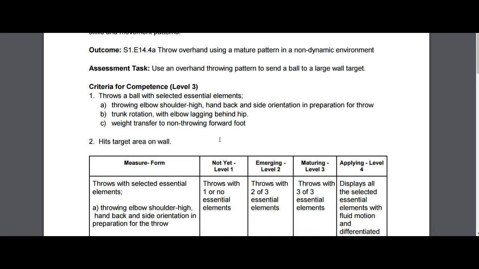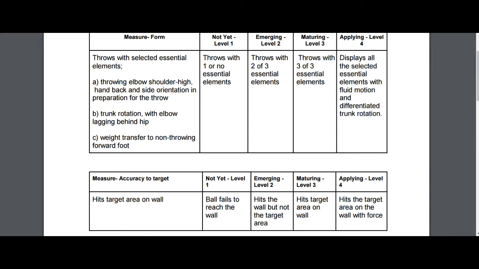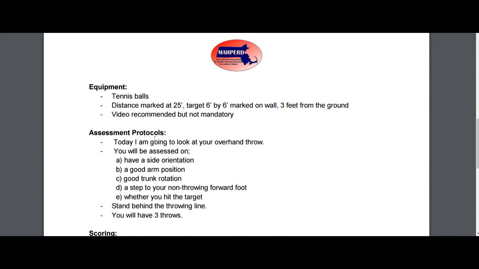So I will demonstrate what a 4th grade teacher would need to consider. As I look at the protocols here, I have measures for the form. I know what the 1 through 4 levels will look like. The accuracy, same thing, 1 through 4. If I go to page 2, assessment protocols, it will give you the step-by-step instructions on how that assessment should be performed. And if you look at the last bullet, it says you will have 3 throws.